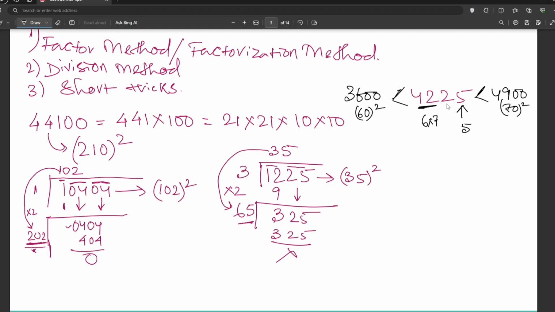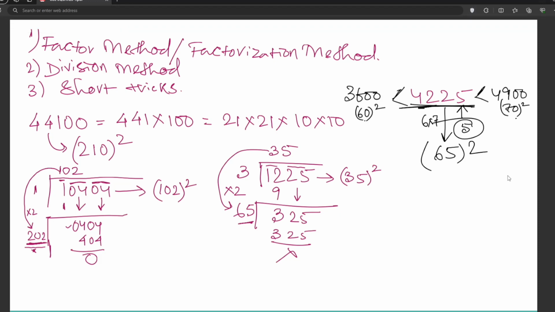So the square root of 4225 is in between 60 and 70, and the unit digit of the square root is 5. So the square root of 4225 is obviously 65. That is, 65 squared is 4225. This is the short trick.